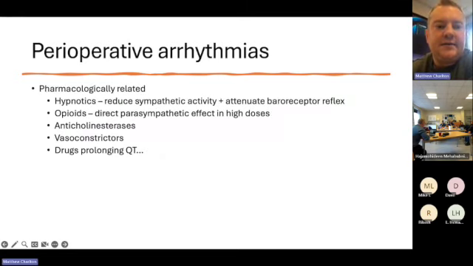Okay, pharmacological things. So hypnotics all reduce sympathetic activity, and they also attenuate the baroreceptor reflex. So that's another way in which they affect the cardiovascular system, although not strictly speaking the action potential. Opioids, again, in high doses, if you give big doses of fentanyl or remifentanil, you get bradycardias because of its parasympathetic effect. Anticholinesterase is an obvious one. Vasoconstrictors cause bradycardia because it's a reflex, and there's loads of drugs that prolong QT, pretty much everything, although we never really worry about it.